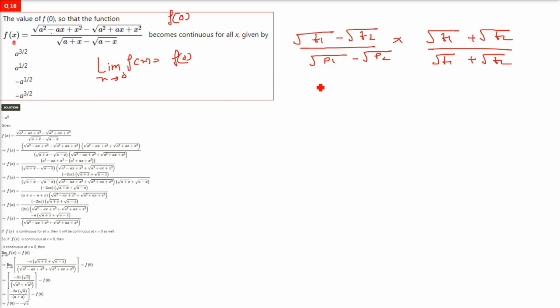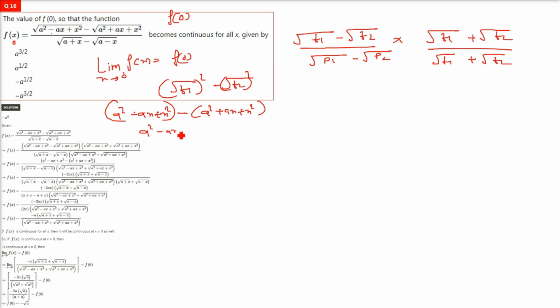What will you get? (a minus b)(a plus b) is a squared minus b squared. So root t1 squared minus root t2 squared, so you will get t1 minus t2. So here you are going to get a squared minus ax plus x squared, minus this bracket, minus a squared plus ax plus x squared. Now just subtract: a squared minus ax plus x squared minus a squared minus ax minus x squared. So you just cancel these terms, and you get minus 2x. So the numerator has been rationalized and you get the result as minus 2x.